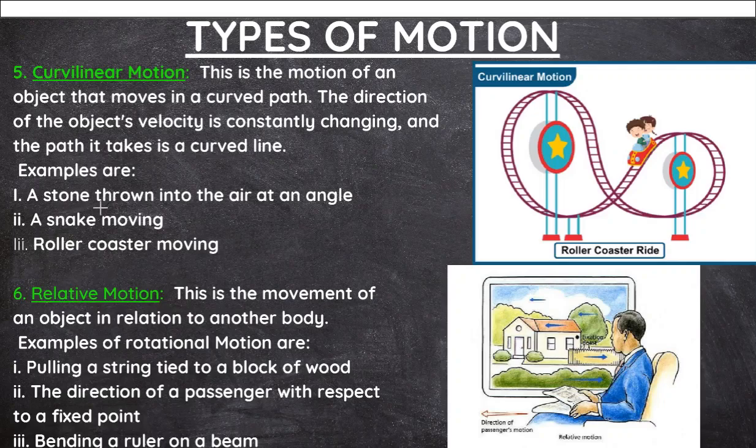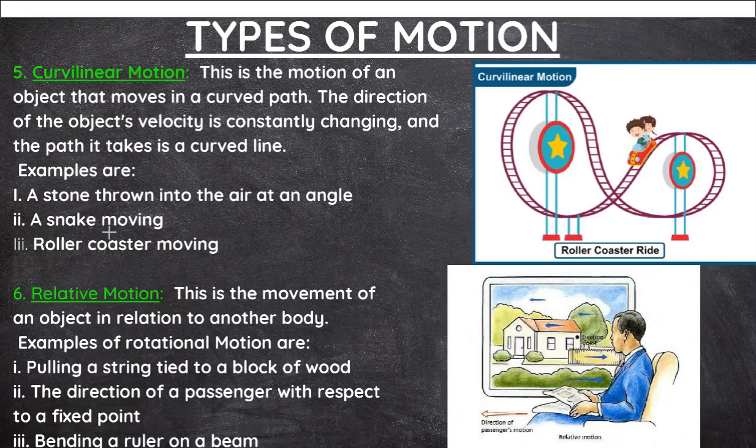Examples are, if you throw a stone into the air at an angle, let's say you catapult a stone. Just look at how the stone leaves the catapult after shooting it: the stone moves in a parabolic path. It follows a curved path. Now that stone has undergone curvilinear motion.